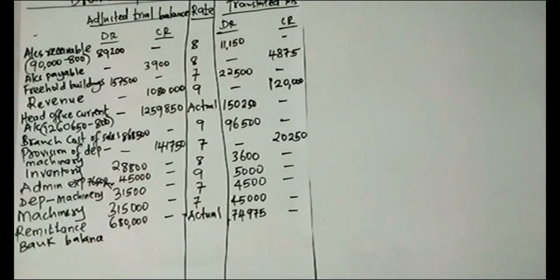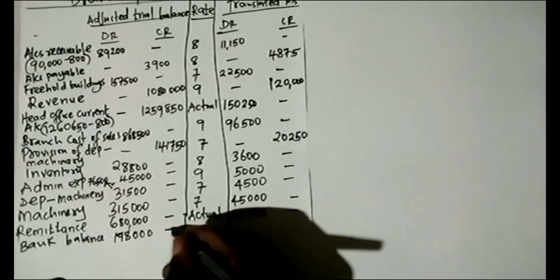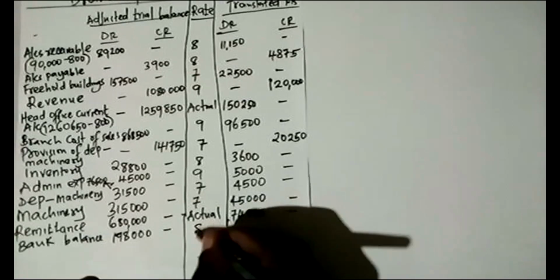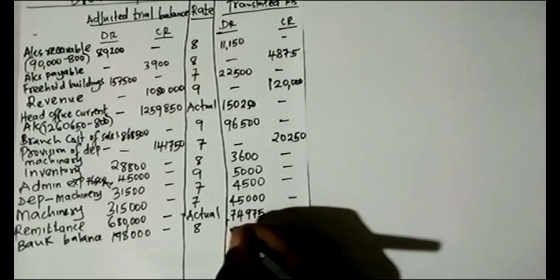The bank balance for the branch, we are told, is 198,000. That is according to the trial balance. Remember, this is an asset. For an asset, we use the closing rate, and our closing rate, we know, is 8. If I translate that using my calculator, I'm getting 24,750.